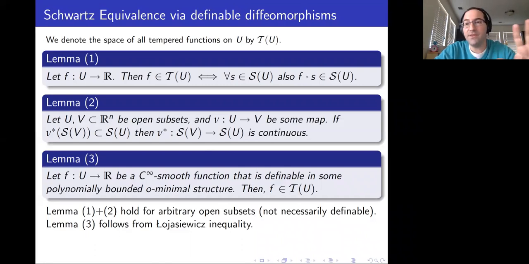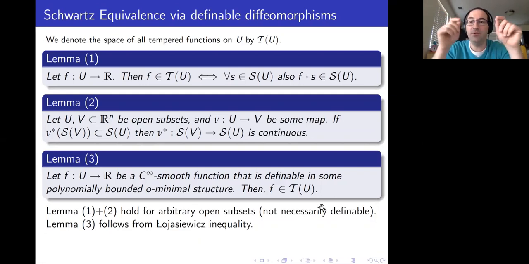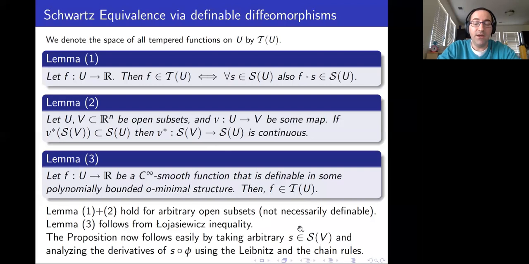Now that we have these three lemmas, it's quite easy to prove the proposition. The proposition: we have a φ between two subsets U and V, a definable C-infinity diffeomorphism, and U and V are also definable. I claim that it induces an isomorphism of Fréchet spaces. Let's see why. We take an arbitrary S in the Schwartz functions on V, and we need to show that if we precompose it with φ, we still get a Schwartz function. By lemma 2, this will be enough. We will also do the other way, but the argument will be symmetric.